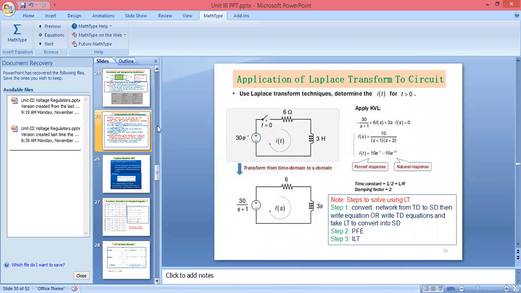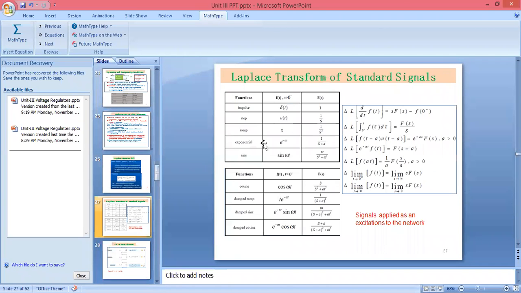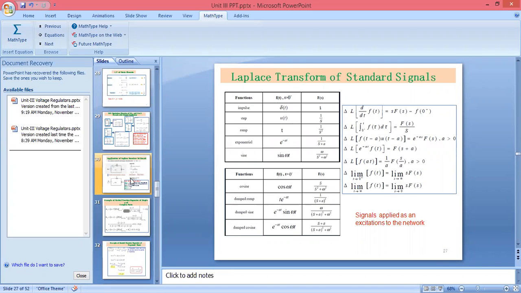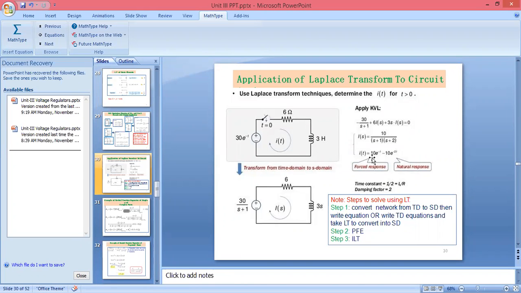You are supposed to study these concepts, how we are converting time domain values into the frequency domain. You are supposed to understand these things. After that only you will get how to solve these equations. Here the voltage given is 30 e to the power minus t. They have given the initial condition, the switch. And what are we supposed to do? Use the Laplace transform technique and determine the value of current for t greater than 0.